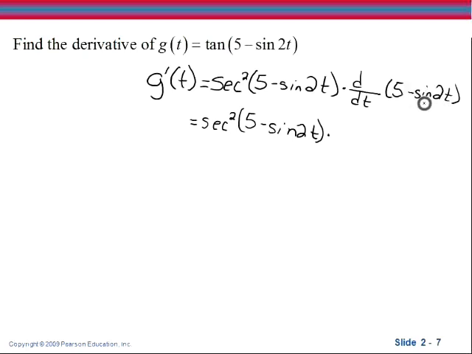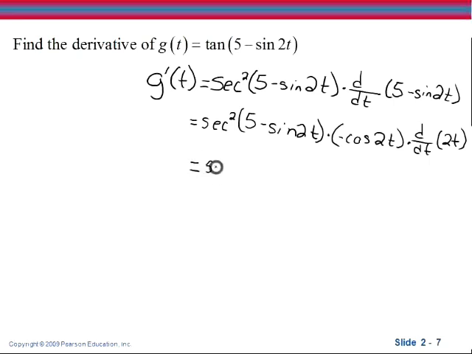The derivative of negative sine is negative cosine. So we'll have negative cosine of 2t. Then we have to multiply by the derivative of 2t, the inside function. So we applied the chain rule once here and once here. That will give us secant squared of 5 minus sine 2t times negative cosine 2t times. And remember the derivative of 2t is 2.